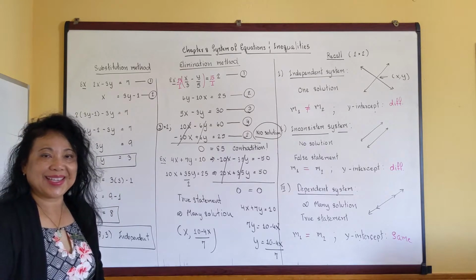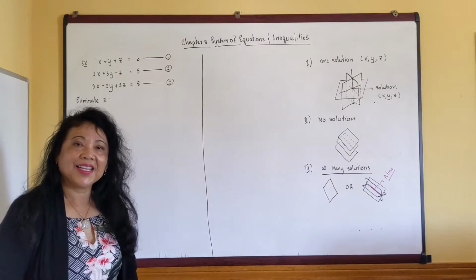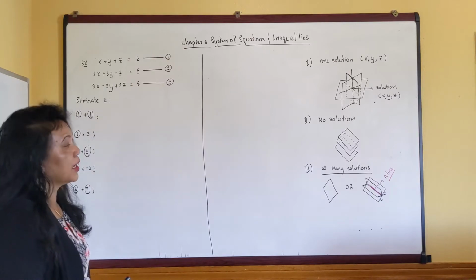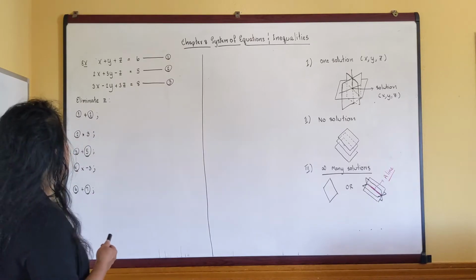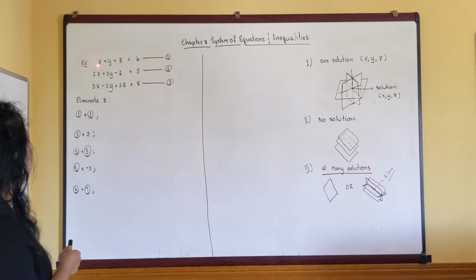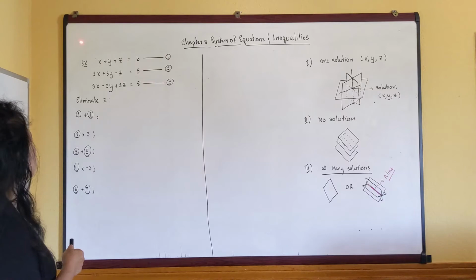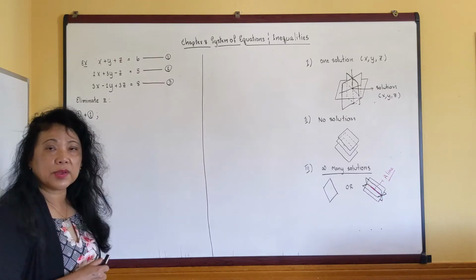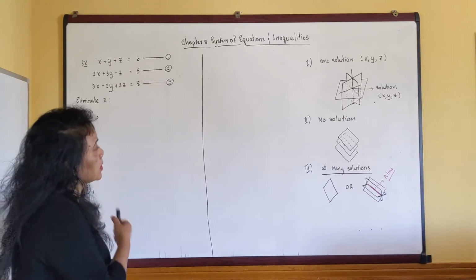Let's look at 3 by 3. Hi, let's continue to our next section. Now I extended, instead of 2 by 2, now I have 3 by 3, which means I have 3 variables, x, y, and z. So basically you have 3 dimensions. So let's look at the first one.